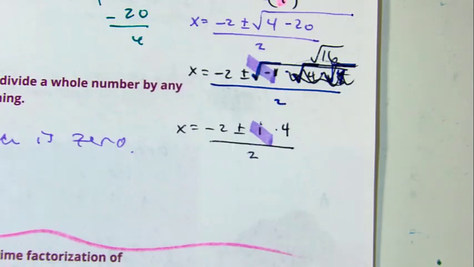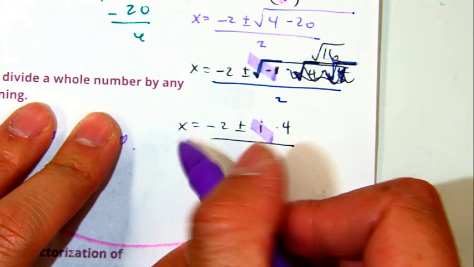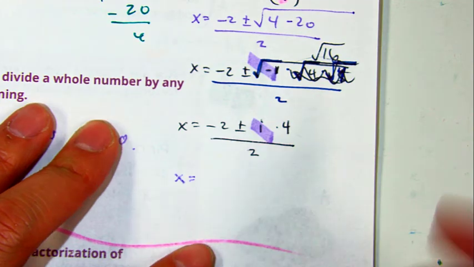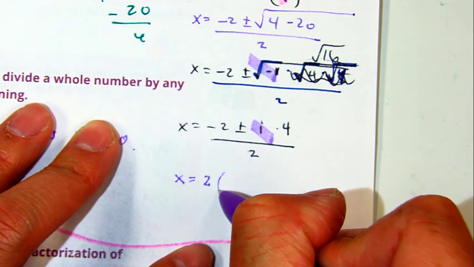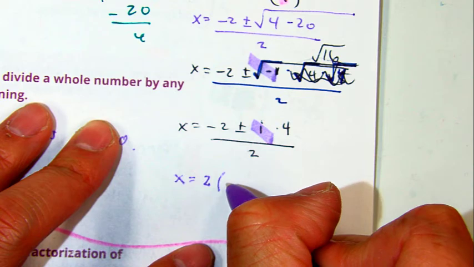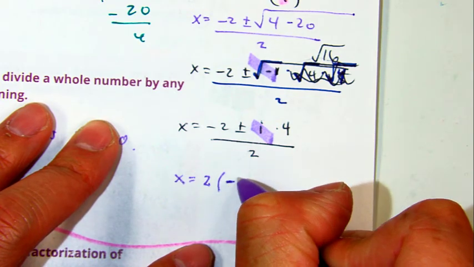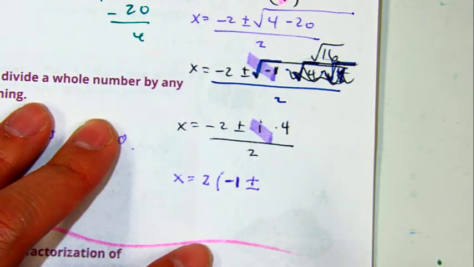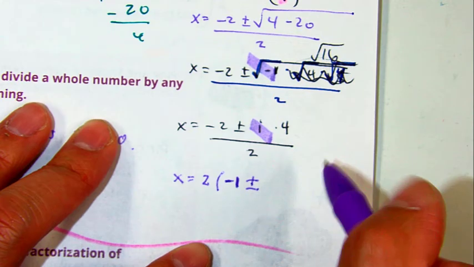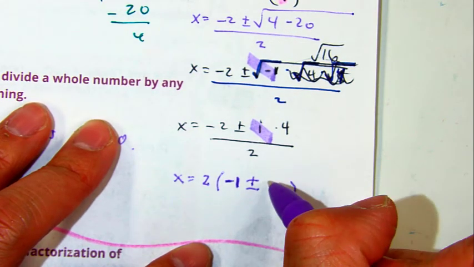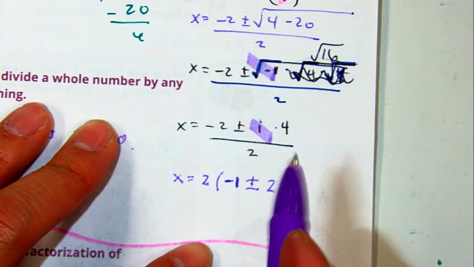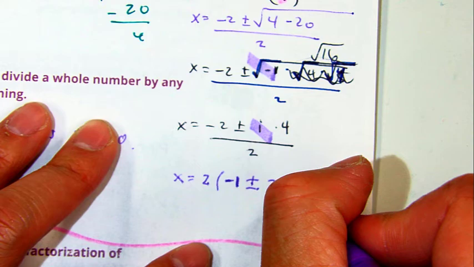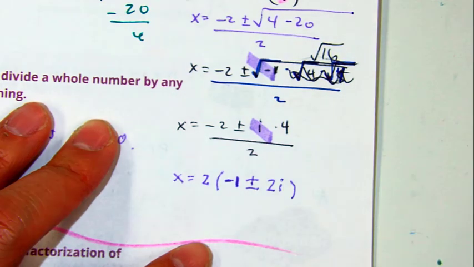Now what we're going to do is take out a GCF. Everyone say GCF? Let's pull it out. What do you think that is? 2. So I have 2 times what? Negative 1 plus or minus. What am I going to put here? 2, because 2 times negative 1 is negative 2. 2 times something equals 4i. This will be an i there, all over 2 times 1.